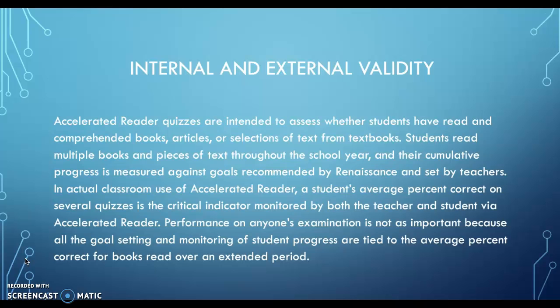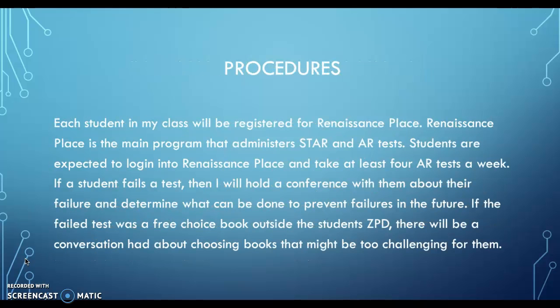In actual classroom use of Accelerated Reader, a student's average percentage correct on several quizzes is the critical indicator monitored by both the teacher and student via Accelerated Reader. Performance on any one examination is not as important because all the goal setting and monitoring of student progress are tied to the average percent correct for books read over an extended period of time.